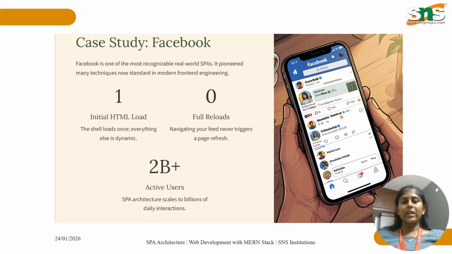Let's look at a real-time example of SPA architecture. So here the case study is taken for Facebook. So Facebook is one of the world's largest single-page applications. So when Facebook loads initially, only the application shell is loaded. After that, scrolling the feed, opening the comments, liking posts, or navigating between sections happens dynamically without full page reloads. So this creates a very smooth user experience.